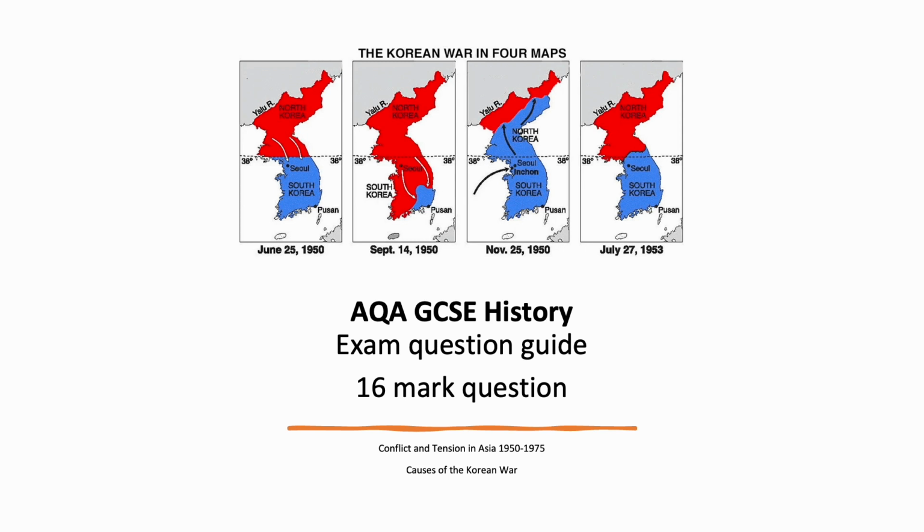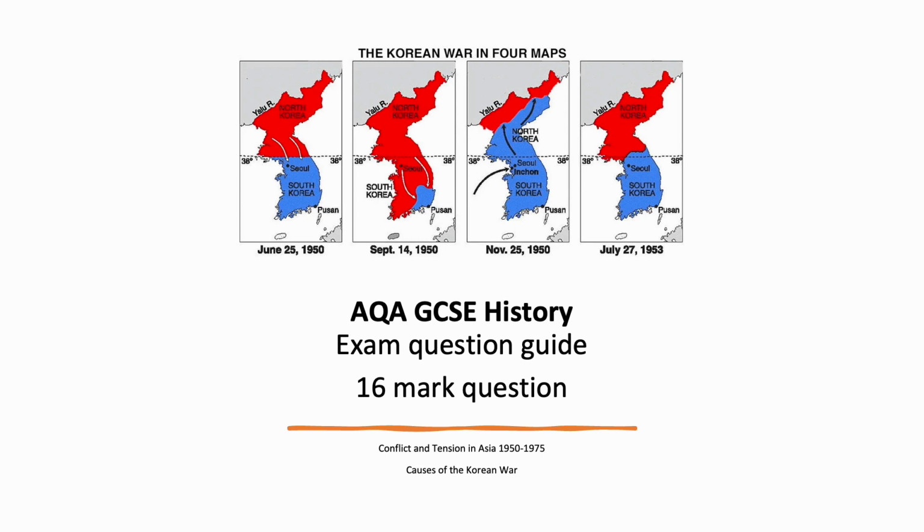So the 16-mark question is on 3 of the papers. It's on the Elizabeth paper, and obviously we know that that is the site study. It is on the migration paper, and it's also on the conflict and tension in Asia paper.